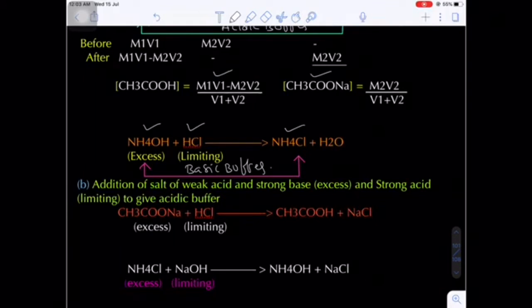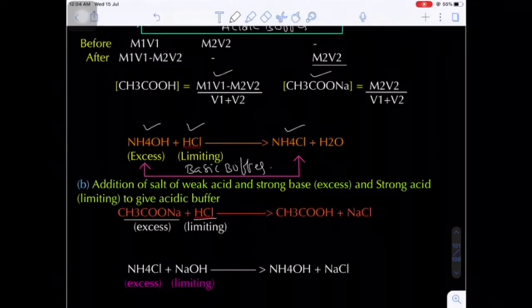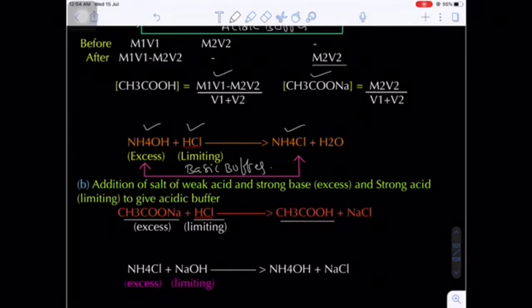Otherwise, there is one more indirect method: addition of a salt of a weak acid and strong base, in excess, with a strong acid to give an acidic buffer. That means, let's suppose we have sodium acetate. This is the salt of a weak acid and strong base, and we are treating it with a strong acid. Okay, now which acid will we get? Weak acid, that is acetic acid.